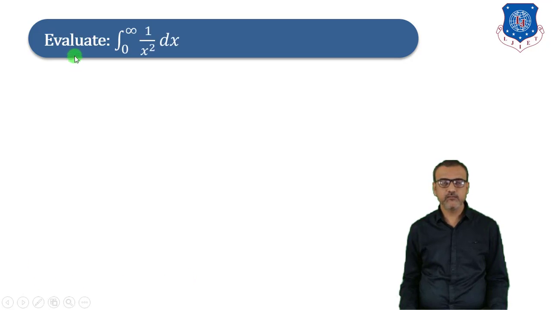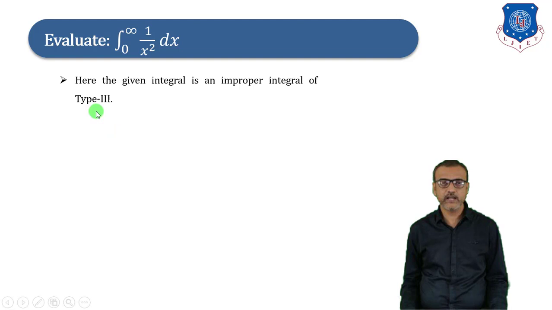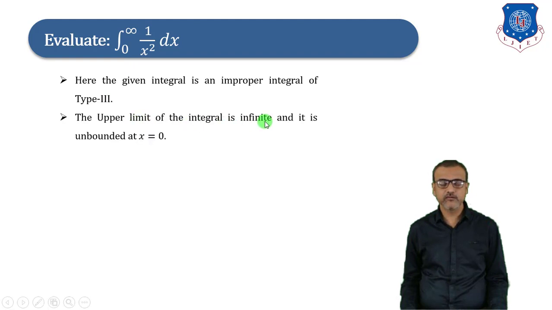Now we will see problem number 3 related to this topic, that is evaluate integration from 0 to infinite, 1 upon x square dx. Here the given integral is an improper integral of type 3 because its upper limit is infinite and the given function, 1 upon x square, is not defined at x equals 0. The upper limit of the integral is infinite and it is unbounded at x equals 0. Now the given integration is integration from 0 to infinite 1 upon x square dx.